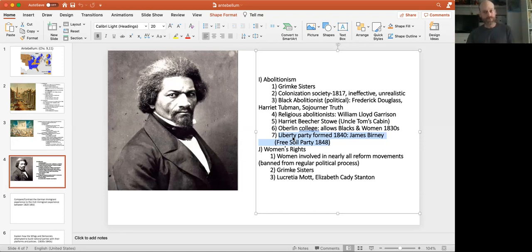That party then morphs with Northern Whigs into the Republican Party. They get more votes in the election of 1856. They get about 45% of the vote. And in 1860, they capture the White House. Now, again, Lincoln was no abolitionist, but basically the Republican Party was a free soil party, an anti-slavery party. So this movement grows and grows and grows.